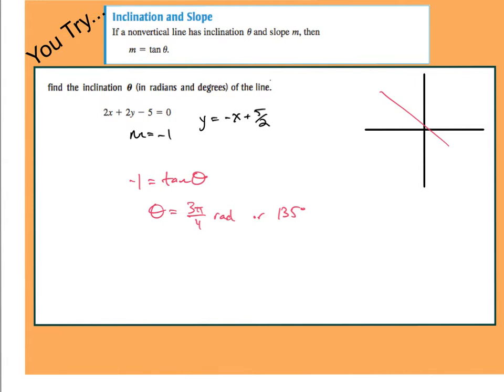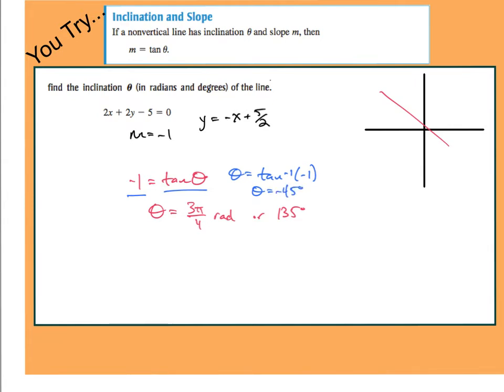Now, I want to do this one in your calculator. So how could I actually solve for theta? We can arctan it. So we're going to arctan both sides. So theta equals arctan of negative 1. If you're in degree mode, make sure you're in degree mode. What does theta give me? Theta equals what, according to my calculator? It gives me negative 45 degrees.